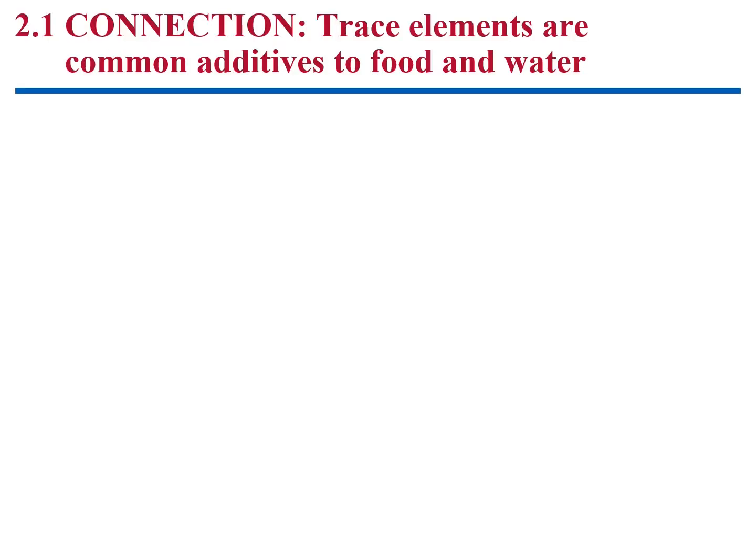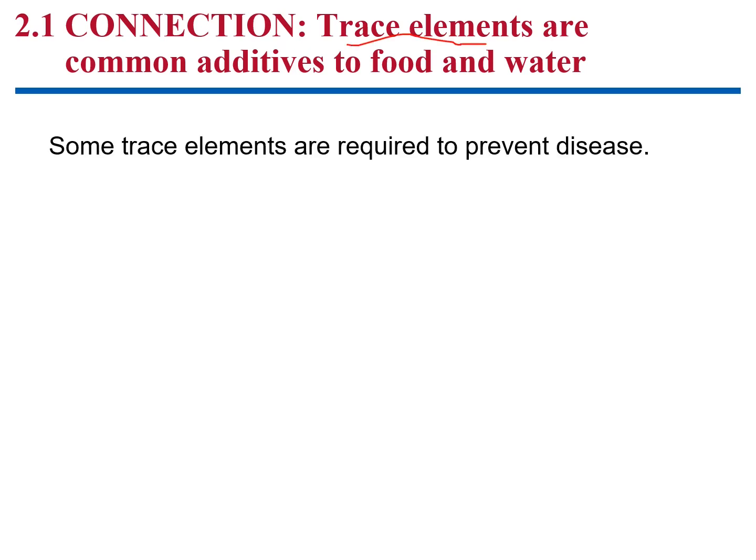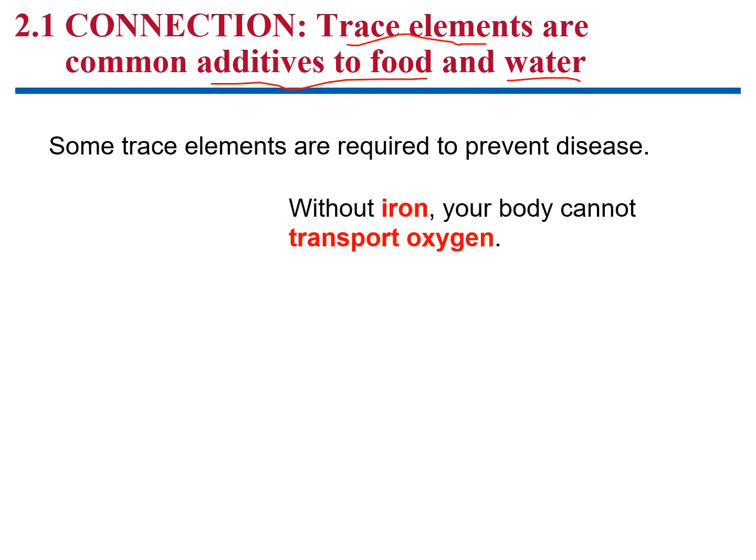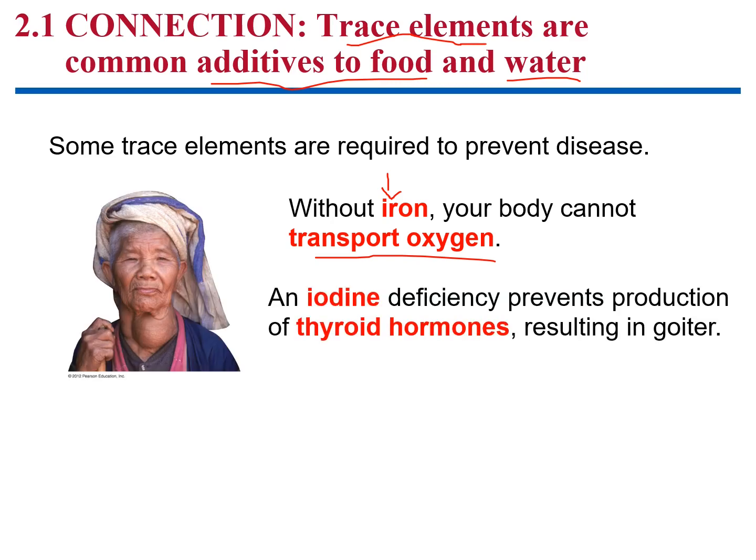So as I said before, these trace elements are very important, and they are so important that to prevent diseases, they are added in both food and water. So let me show you three examples. The first one is iron. If you don't have iron in your body, you cannot transport oxygen. So that is very important.